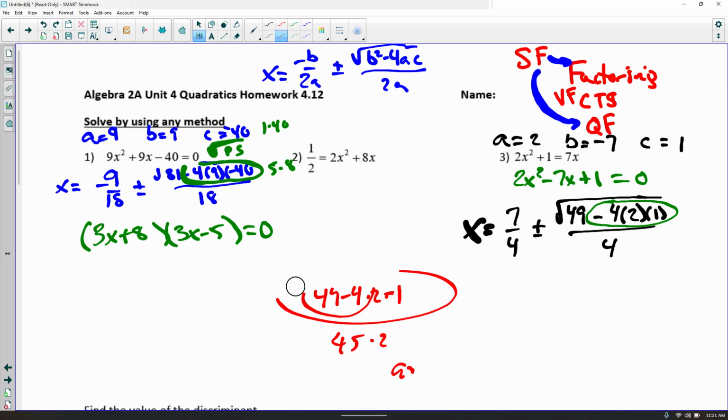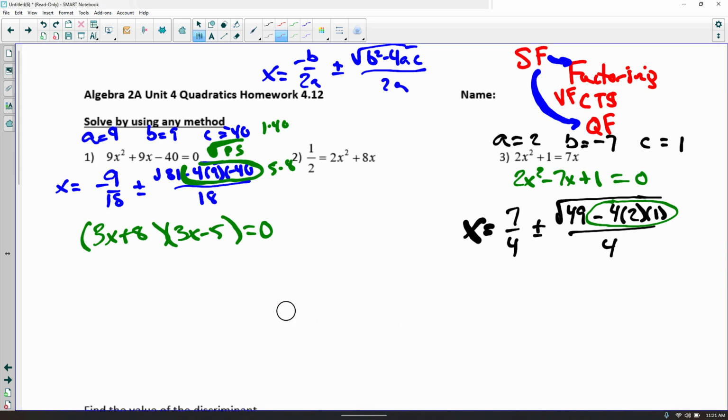So, in this case, what's circled is all multiplication, so it ends up being a minus 8. So I have 49 minus 8, which is 41. Yes, 41 is right.